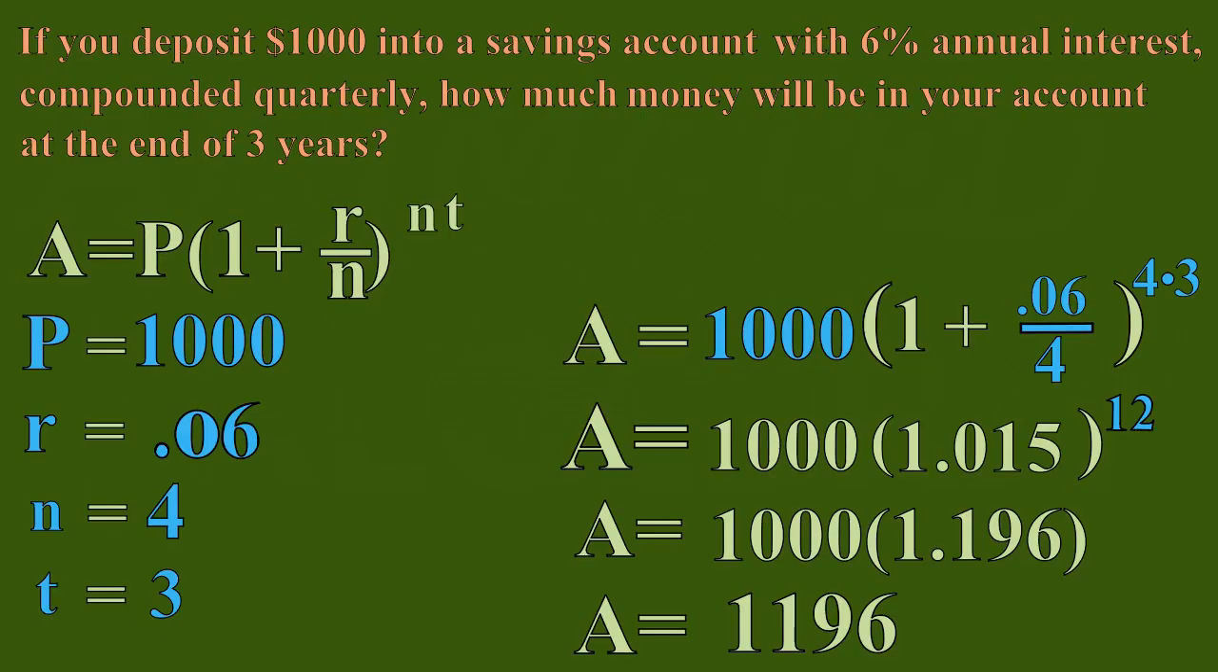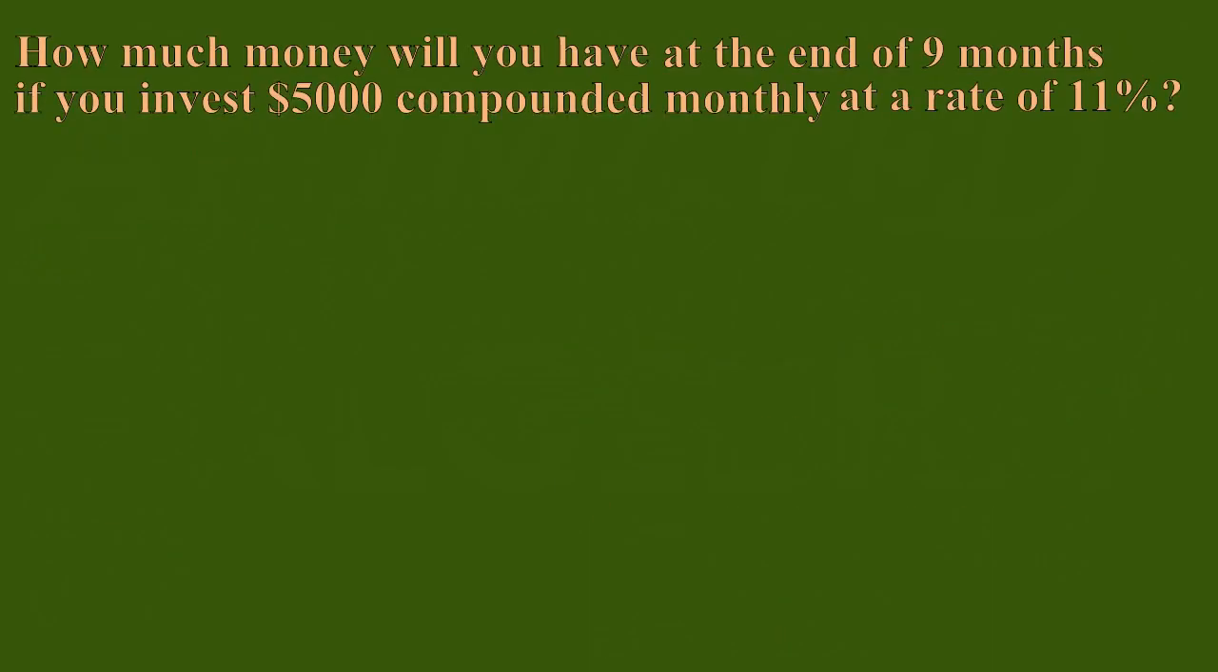Let's try another example. If you invest $5,000 for 9 months, compounded monthly at a rate of 11%, how much interest will you have earned at the end of the 9 months? We will begin by using this formula. Now we need to identify our P, R, N, and T.